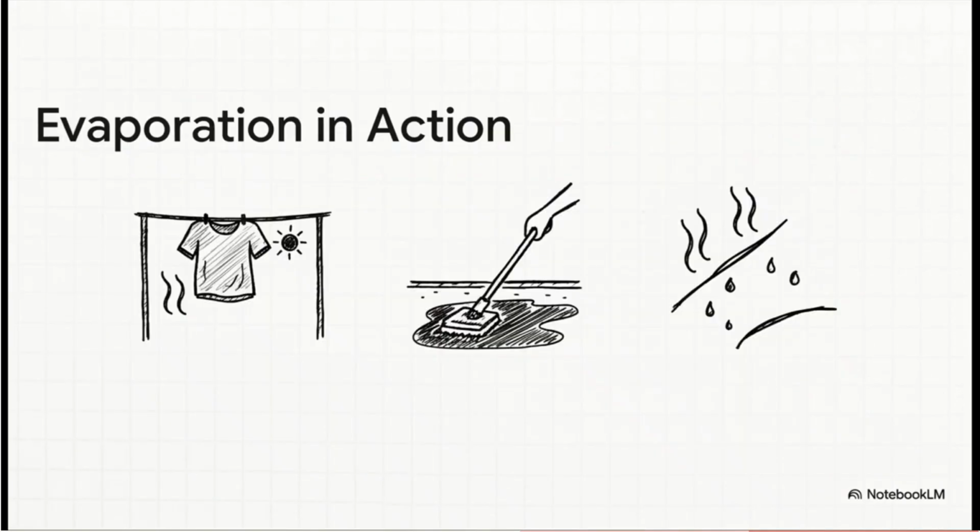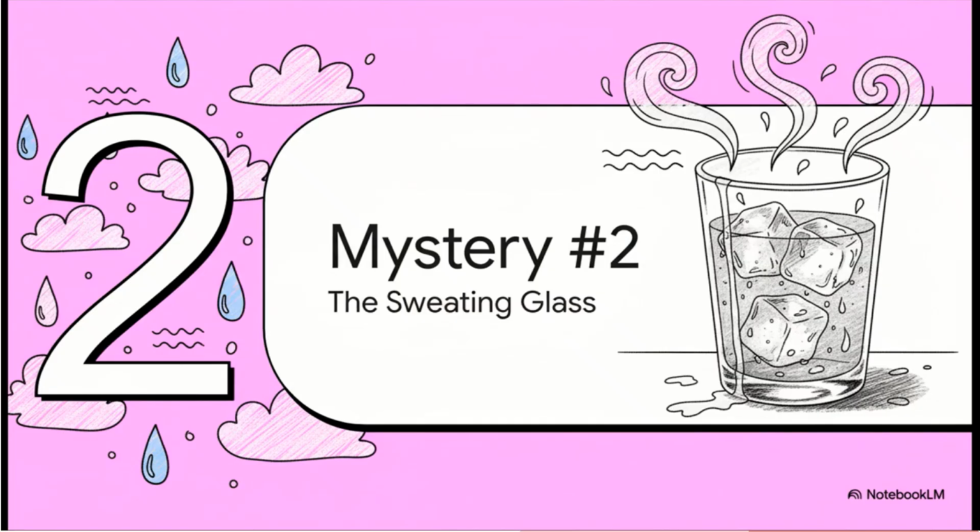And once you know what evaporation is, you start seeing it everywhere. It's the reason your wet laundry gets dry when you hang it outside. It's how a wet floor eventually dries up after mopping. It's even why you cool down when you sweat. That sweat is evaporating off your skin. Okay, time for mystery number two. And you'll see how this one actually connects to our last one.